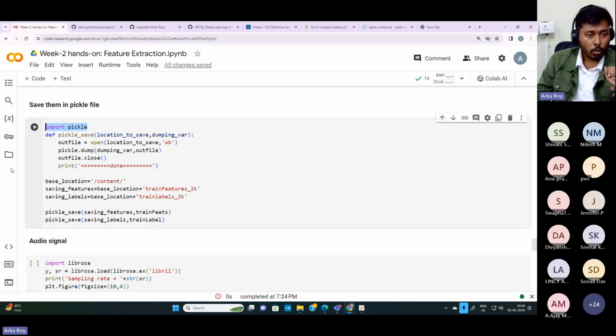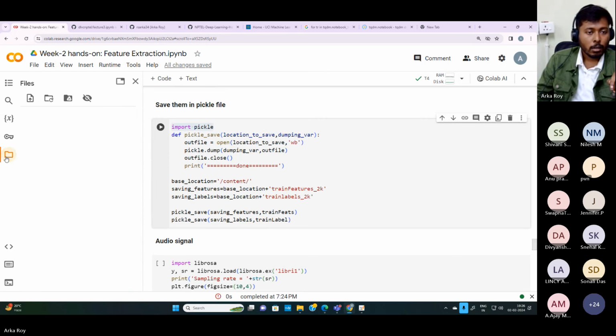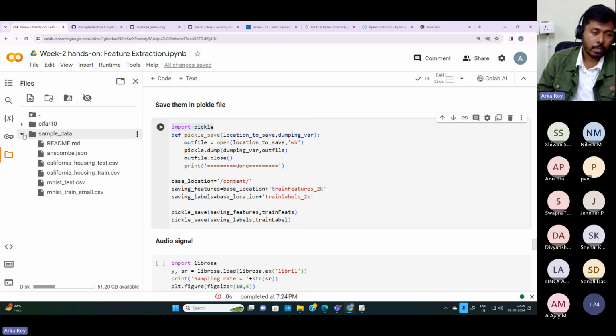So in case of Google Colab, you have this particular button that is called file. So over here, you can see that I have downloaded CIFAR-10. So that is why the folder has been created. And sample data, it is a default directory given by Colab. So you can see there is another dataset, the California housing dataset.